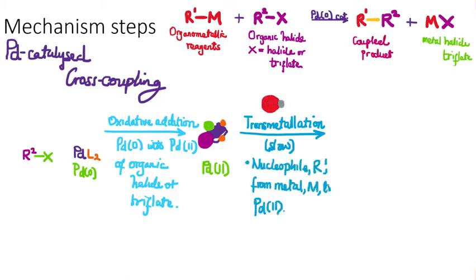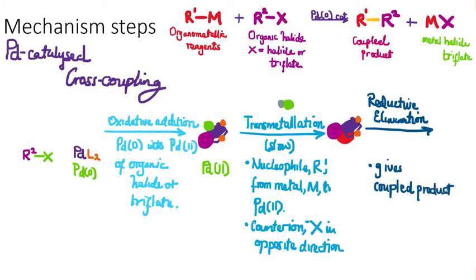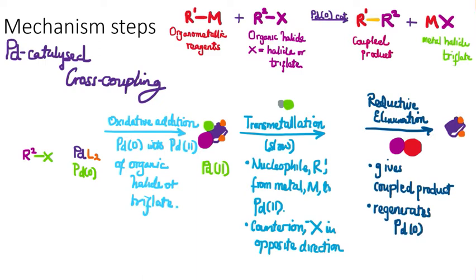Therefore, in this particular process, the reaction takes place within, and then our halide leaves and forms a form of ionic bond with that particular metal. So in this case, this leads to the final step, which involves a reductive elimination, where we have the formation of our sigma bond between R1 and R2, which leads to the coupled product generated, and then we regenerate our palladium catalyst, which is palladium 0.